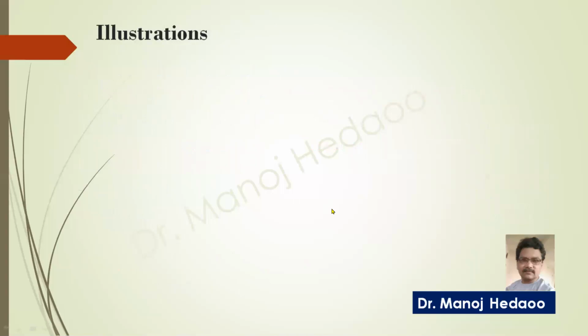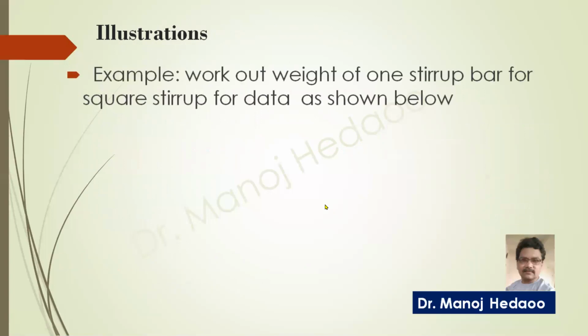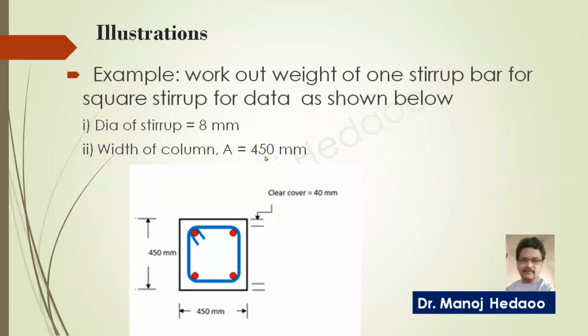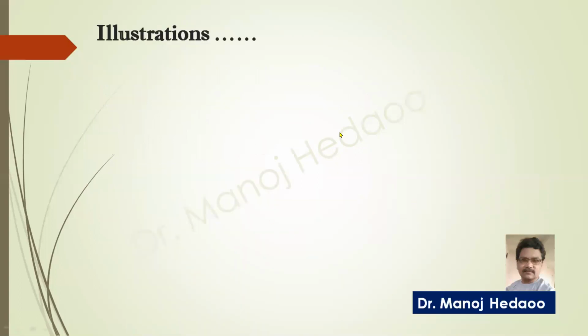Now I will try to explain with illustrations. So one example we will work out. Work out the weight of one stirrup bar for a square stirrup for the data as shown below. Here the diameter of the stirrup is given, that is 8 mm. The width of the column is 450 mm. Now this sketch is given and the clear cover is also given.